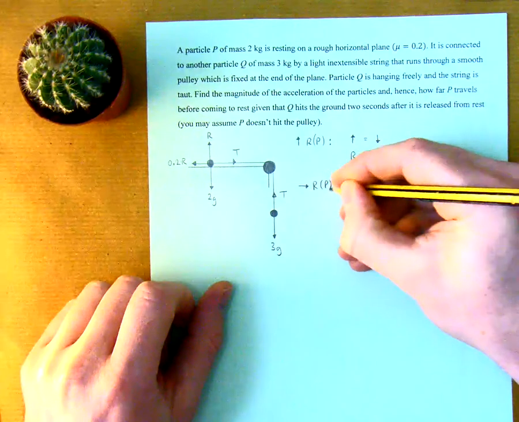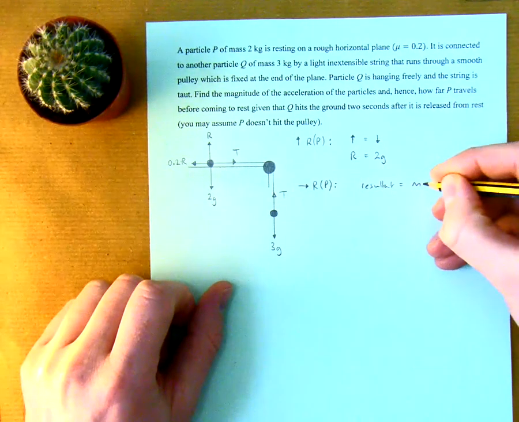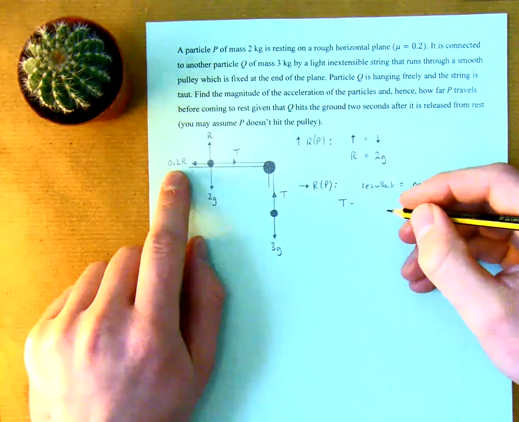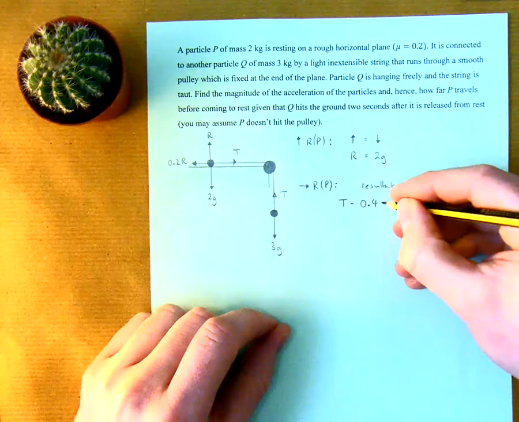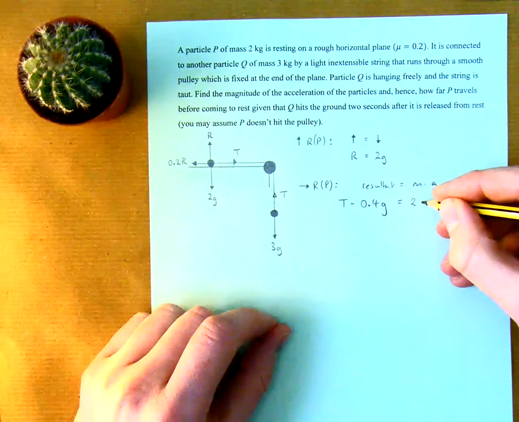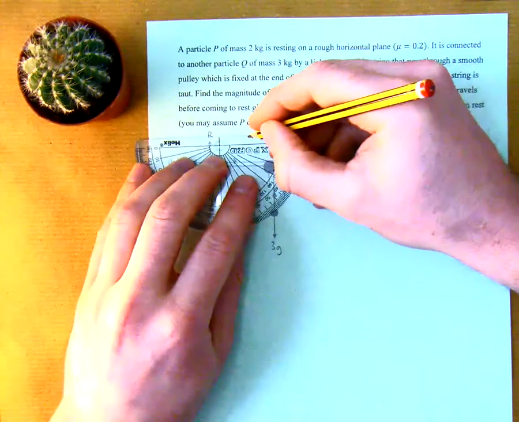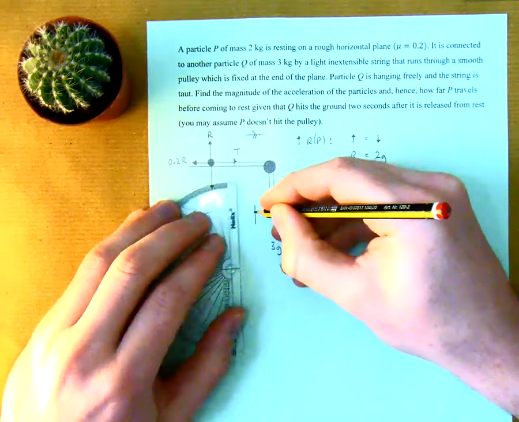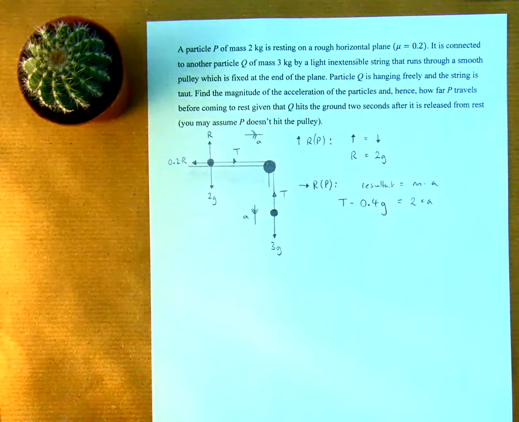So now we can take the horizontal motion of P, and we know that the resultant force equals mass times acceleration. The resultant is going to be T take away 0.2R, but R is 2g, so it's 0.4g, and that equals a mass of 2 times some acceleration. This particle is going to be accelerating in this direction, and this particle in this direction, and because the string is inextensible, they're going to have the same acceleration.